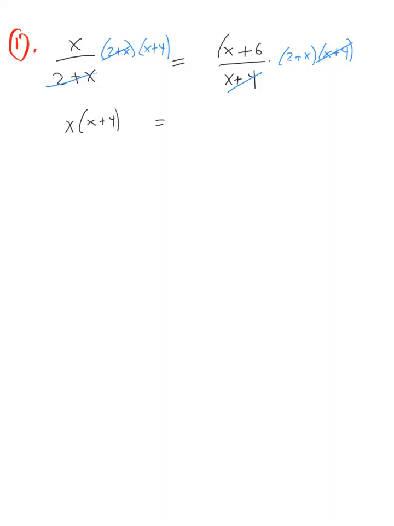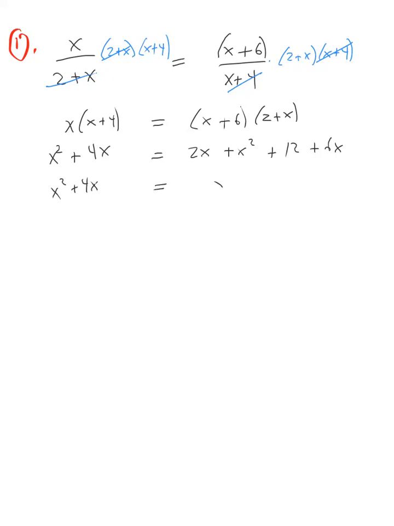You have to put this into parentheses because it's a group of more than one thing. So let's distribute these parentheses. x times 2, x times x, 6 times 2, and 6 times x. Then add the like terms. 2x plus 6x is 8x plus 12.